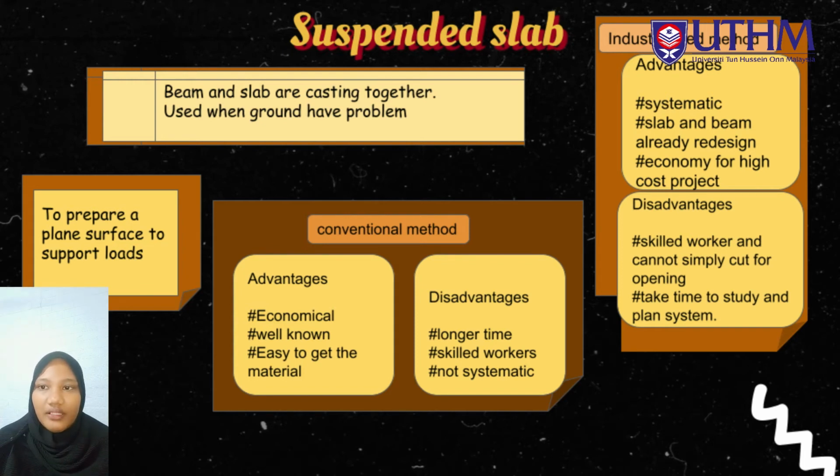For the conventional method, the advantages are that it is economical, well known, and the material is easy to get. The disadvantages are that it takes a longer time to do the structure, needs skilled workers, and is not systematic. For the industrial method, the advantages are that it is systematic, slab and beam are redesigned, and it is economical for high cost projects. The disadvantages are that it needs skilled workers, it cannot simply be cut for openings, and it takes time to study and plan the system.